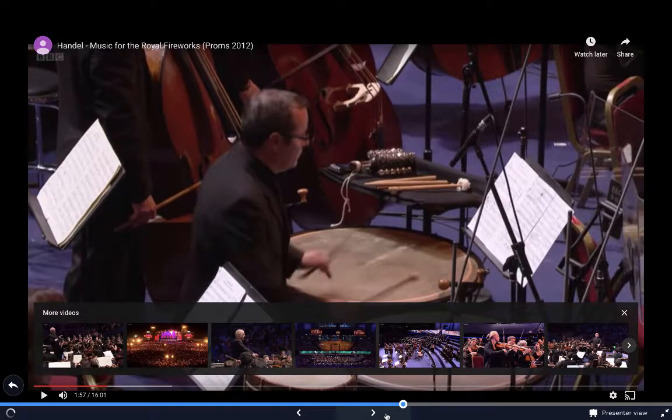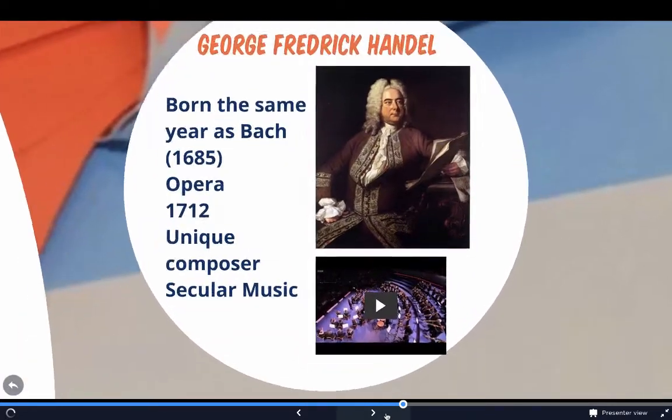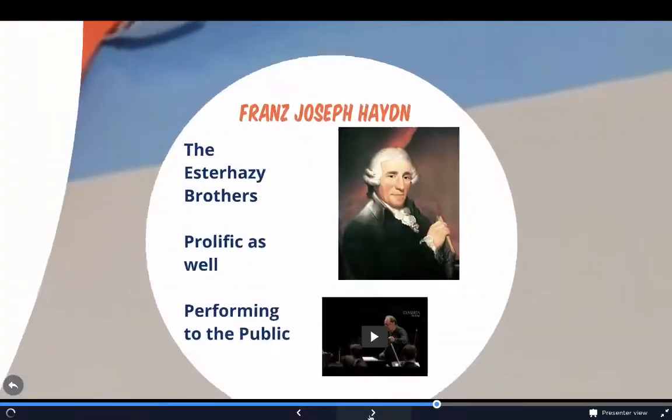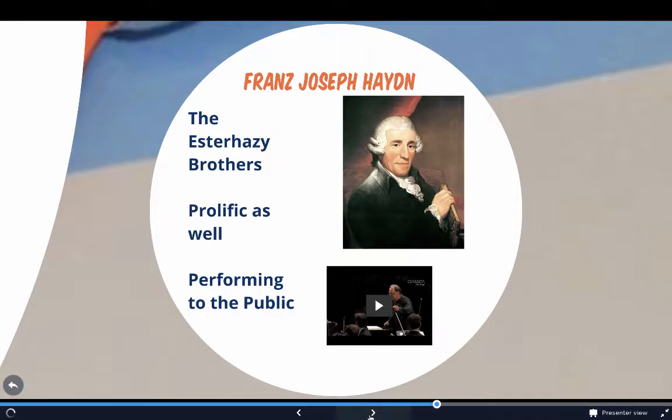Okay, and so as you see again, another great piece of work, and we're going to continue on our way to Franz Joseph Haydn. Here's a great example of how the idea of patronage works. Most of the work he did was for the Hungarian princes, the Esterházy brothers, and so he worked for them for most of his life.